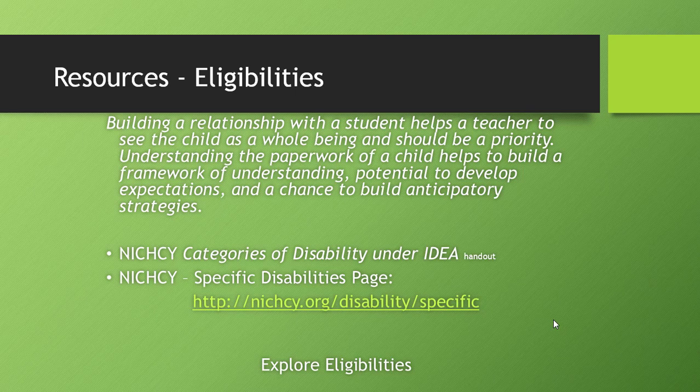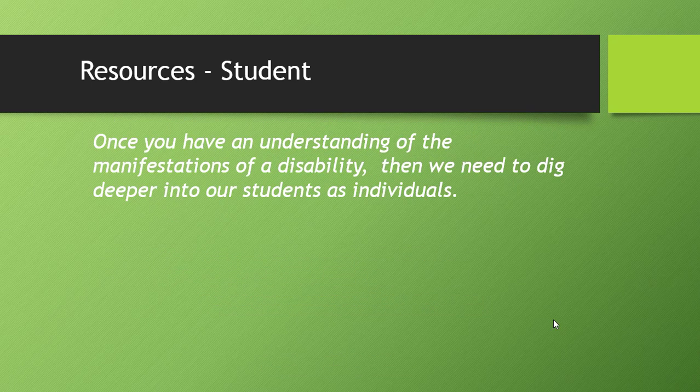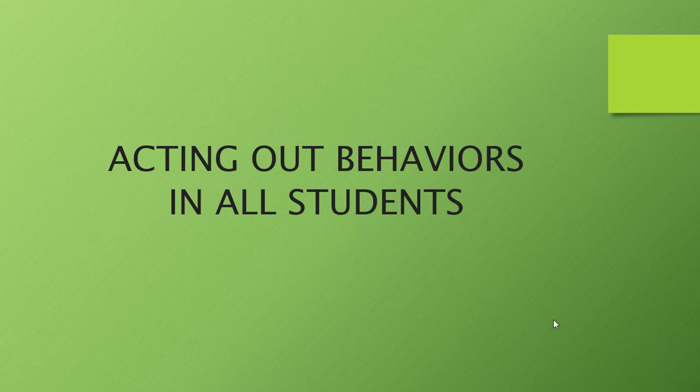So one thing you can do is to look at the website, and there's a link to it, nichcy.org, and you can look up any disabilities of children and maybe come up with a plan and strategies for helping them in a crisis situation. Resources for students. Once you have understanding of the manifestations of a disability, then we can dig deeper into seeing our students as individuals. Acting out behaviors in all students.